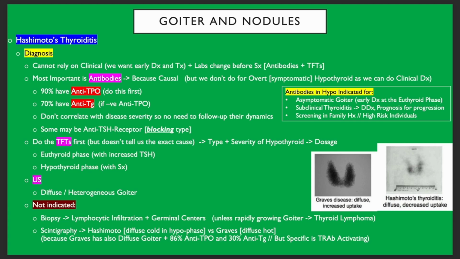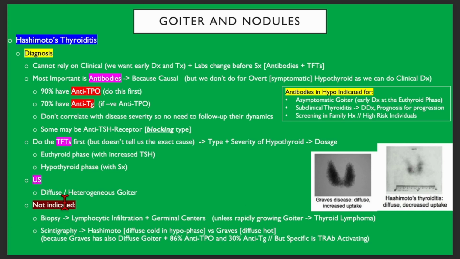Then do the thyroid function test. That's your TSH, T4, to see which phase you're in, if you're in the euthyroid phase or in the hypothyroid phase. Do the ultrasound to see the goiter, and then don't do the biopsy. You will see the germinal centers on the biopsy and lymphocyte infiltration, but don't do it unless it's a rapidly growing goiter that you suspect thyroid lymphoma.